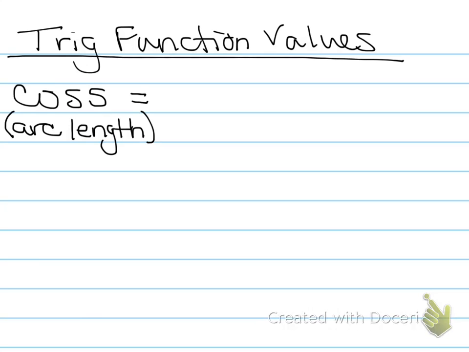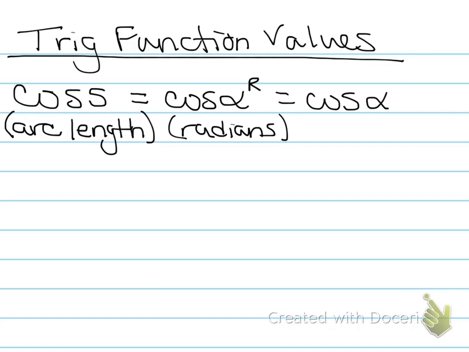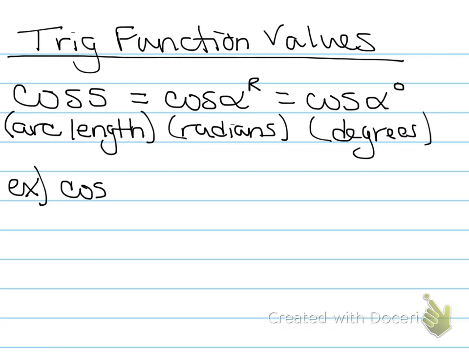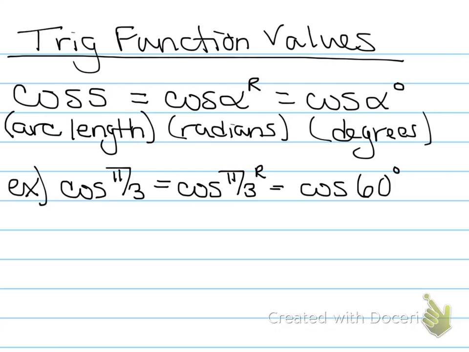That is the exact same thing if I asked you the cosine of pi over 4 or the cosine of alpha in radians, as well as the cosine of alpha in degrees. So, for example, I could say the cosine of pi over 3 is the exact same thing as the cosine of pi over 3 radians or the cosine of 60 degrees.